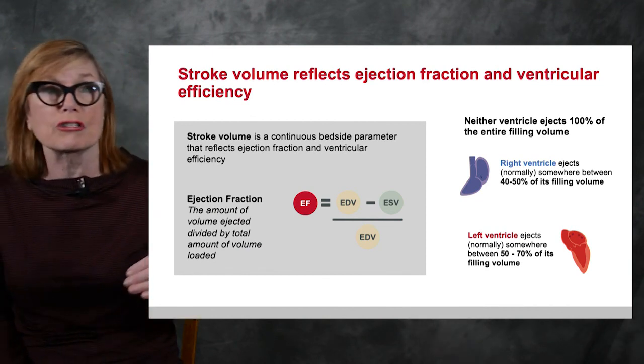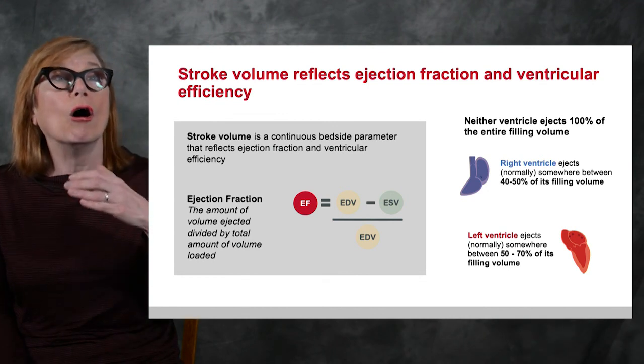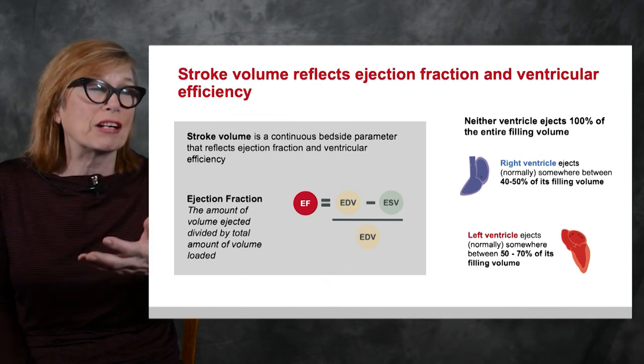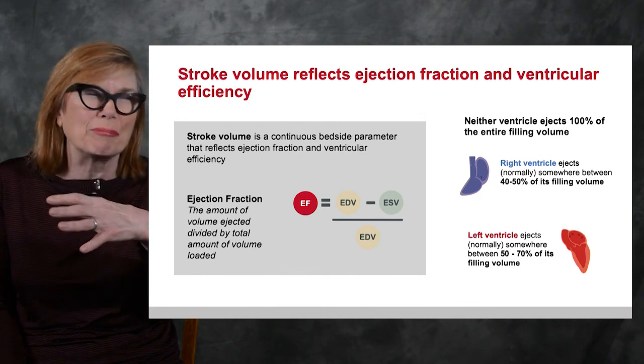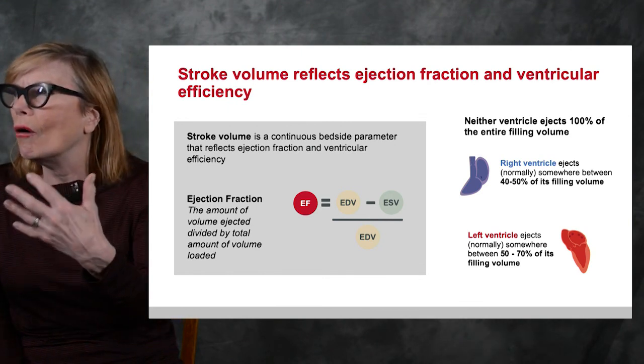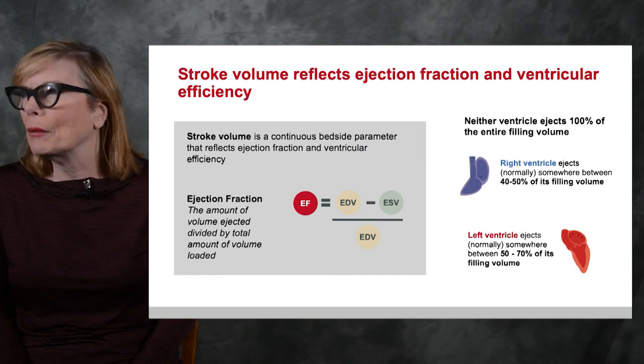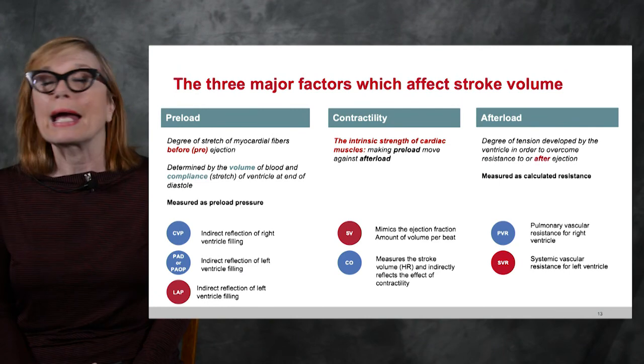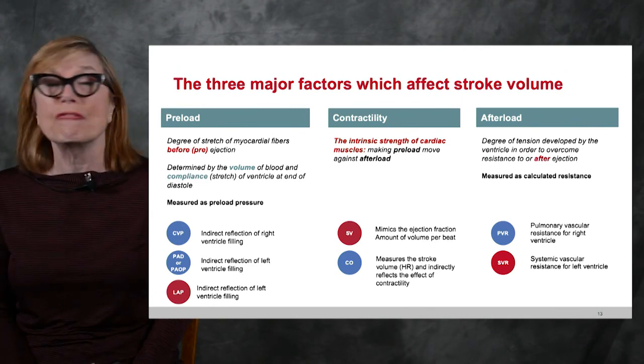So I'm always going to look at that relationship, reminding myself that the right ventricle has a lower ejection fraction than the left ventricle does, and always being aware that the right ventricle is afterload dependent, the left ventricle is afterload sensitive but not dependent, and always considering that what I really want to do is optimize ventricular ejection.